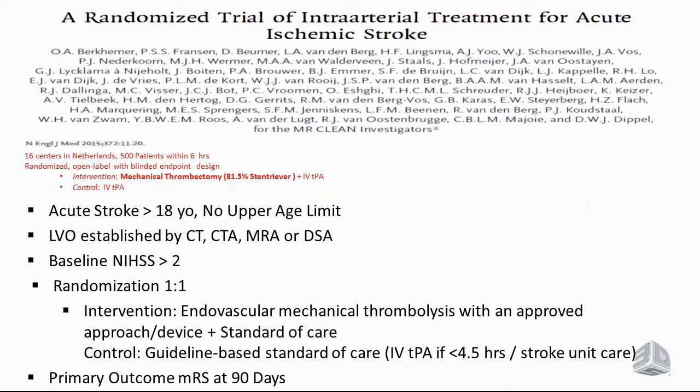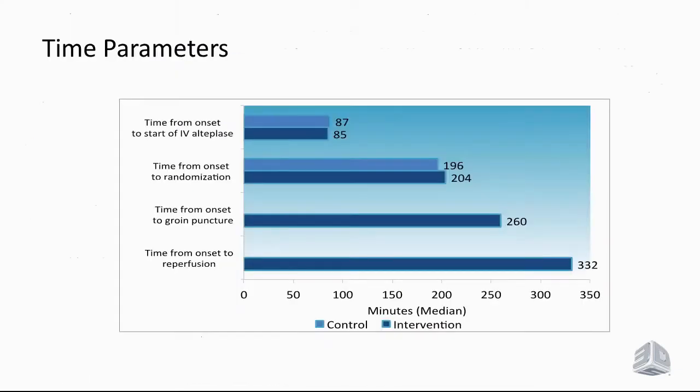And finally, Mr. Clean. I think we have 2 more trials left, very similar to the other trials, but this one is remarkable for the number of patients. 500 patients within 6 hours at 16 centers in the Netherlands. The NIH score threshold didn't have to be that great. Randomized 1-to-1 endovascular mechanical thrombolysis with an approved device, i.e. stent triever, versus standard of care.